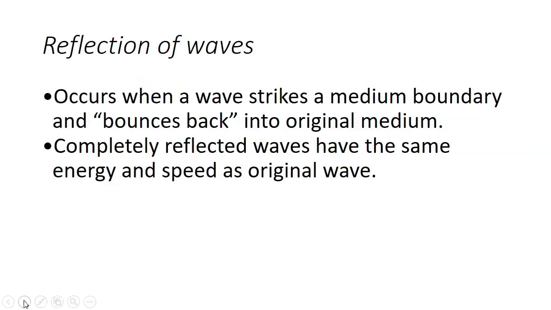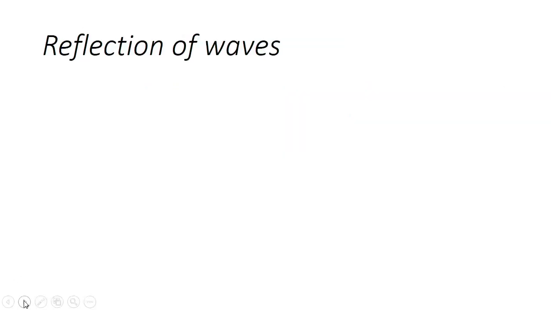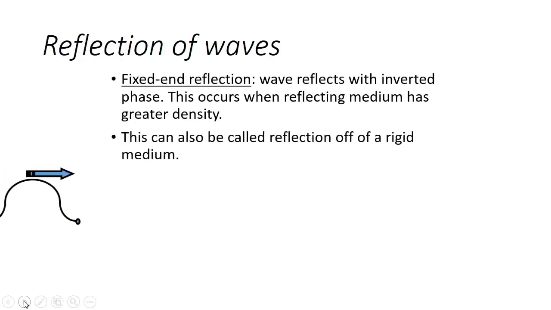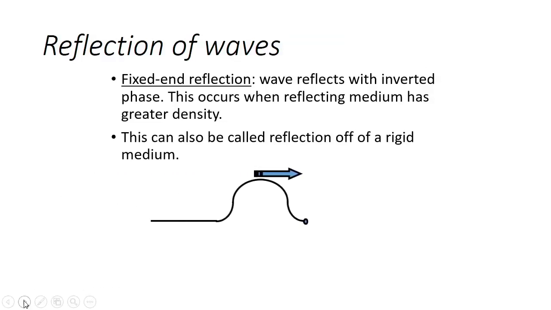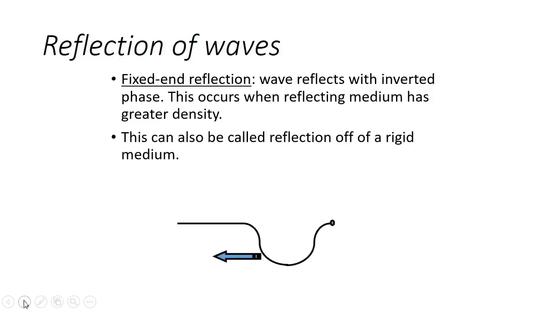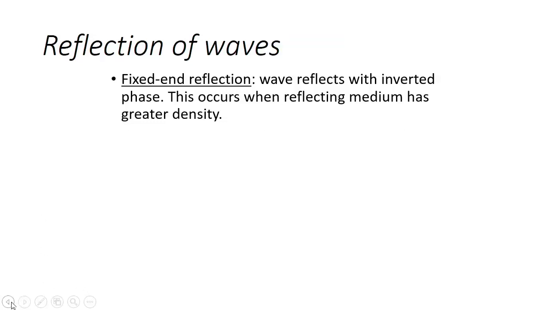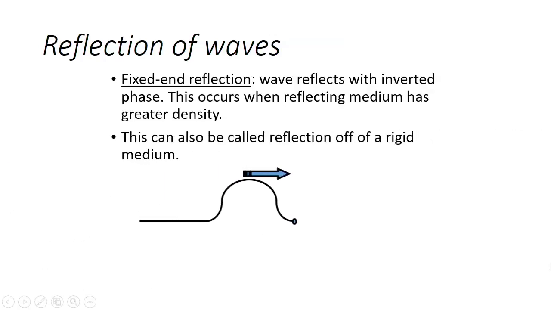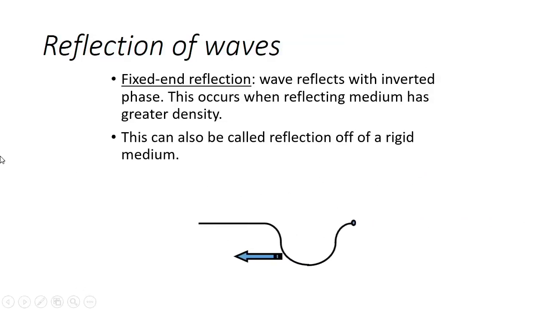And let's look at these examples. Okay, there is fixed end reflection. This can be called reflection of a rigid medium. Here you are given an example of this moving diagram. Let's look at it again. You see, it's moving, then it hits a boundary, then it's reflected back. But look at the direction of the arrow.